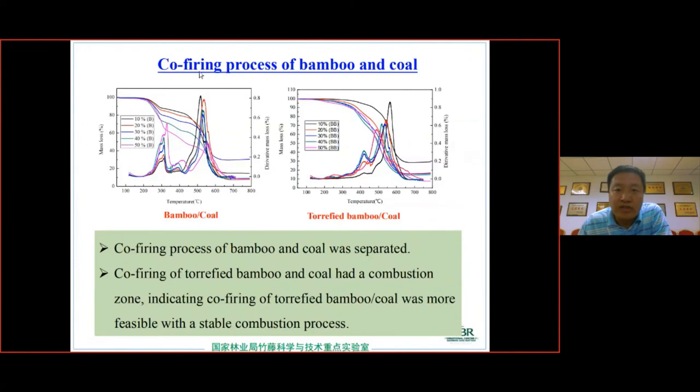This is the co-firing process of the bamboo and coal, and this is purified bamboo and coal. We found the combustion process of bamboo and coal is separate. The first one, I think, is the bamboo combustion, and here is the coal combustion. But the co-firing of the purified bamboo and coal has one combustion zone, indicating co-firing of purified bamboo and coal is more feasible with a stable combustion process.